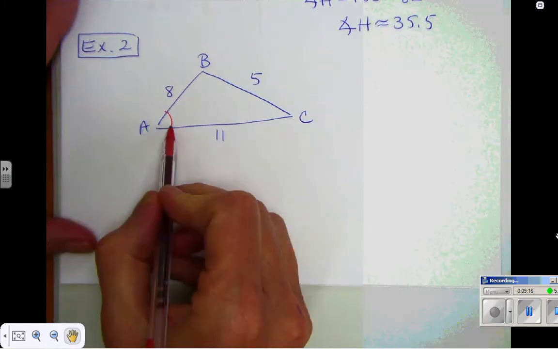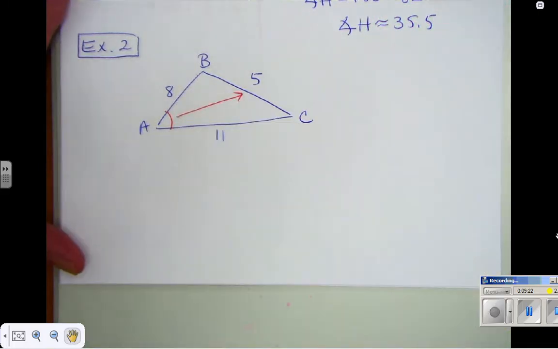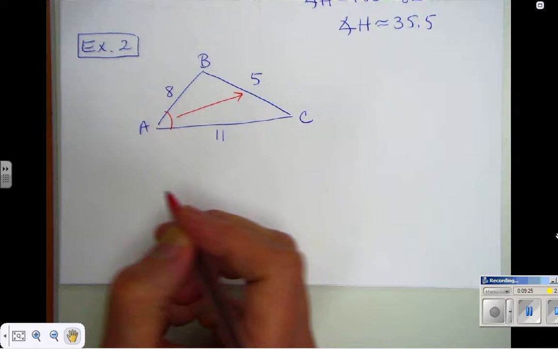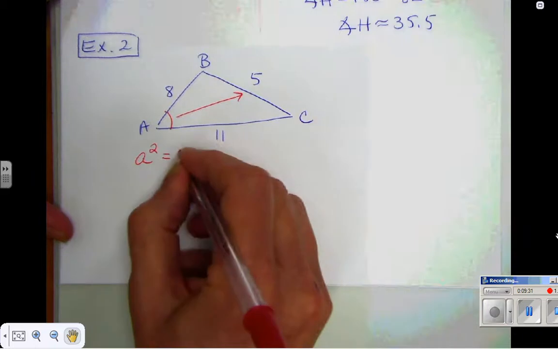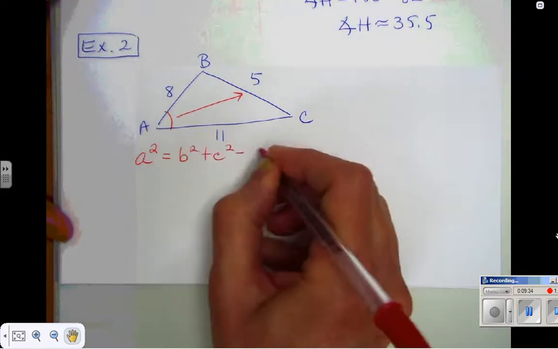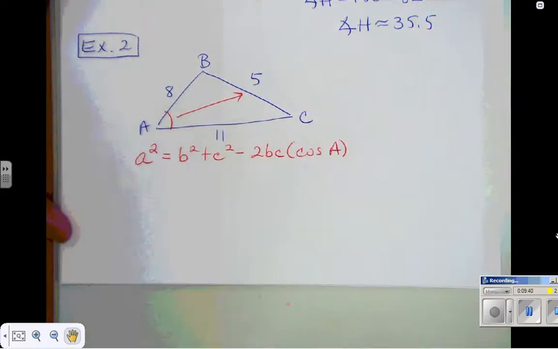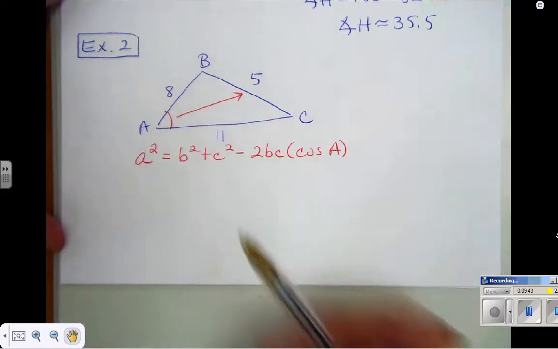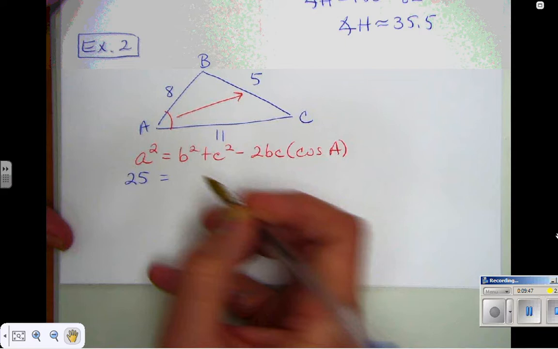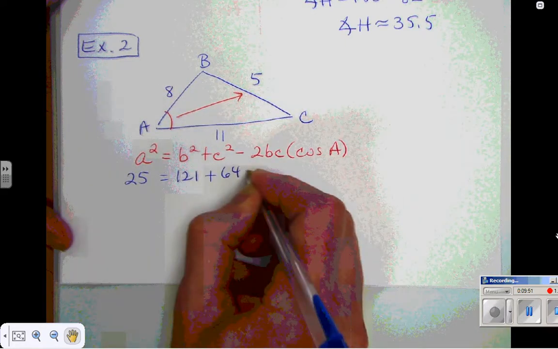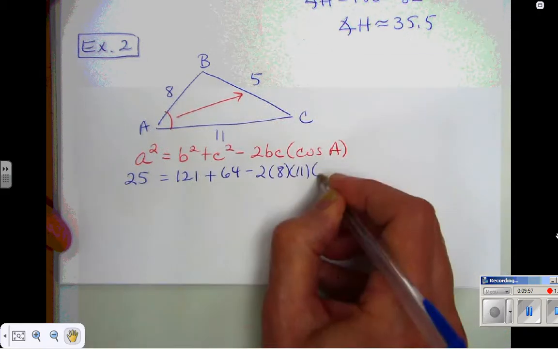We just pick one, and then we're going to set the problem up according to that. So if I want to solve for angle A, then I need to use side A for it to equal. Excuse me. So I'm going to write down the equation. A squared is going to equal B squared plus C squared minus 2 times B times C times cosine of angle A. So A squared is 25, B squared is 121, C squared is 64, minus 2 times 8 times 11 times cosine of A.